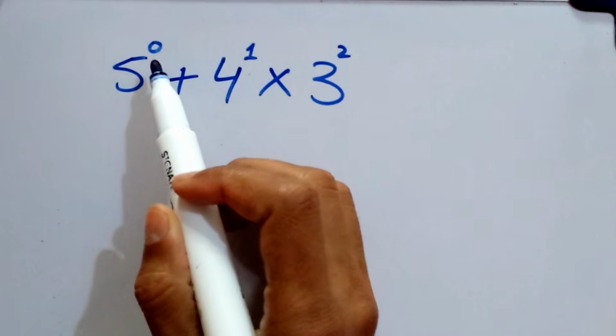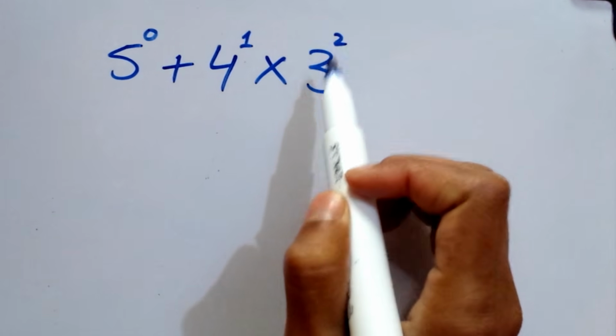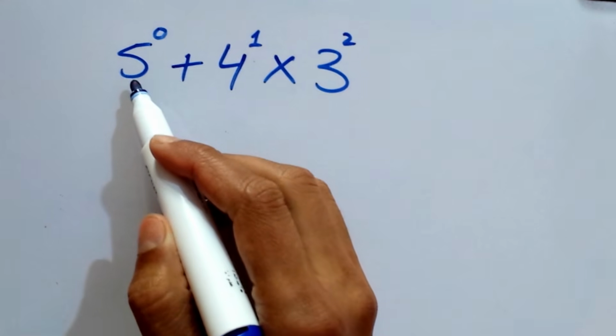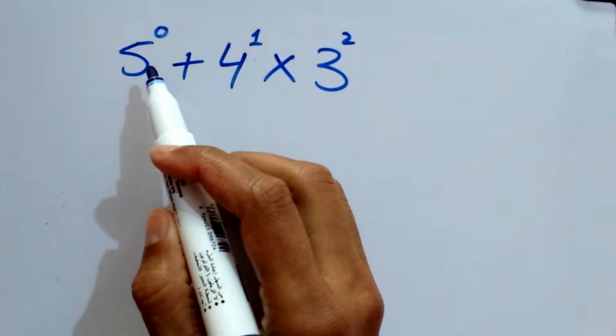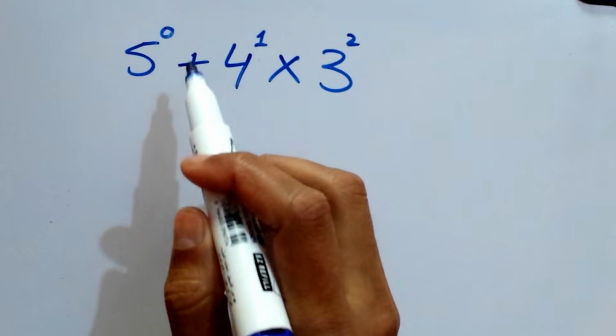We solve 5 to the power of 0 plus 4 to the power of 1 times 3 to the power of 2. Okay, let's solve this. This is a very interesting question. Only 1% get this right.